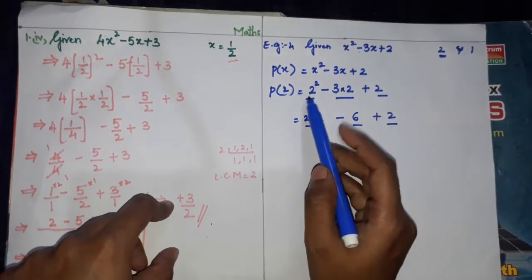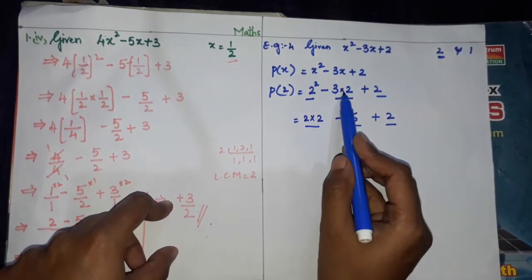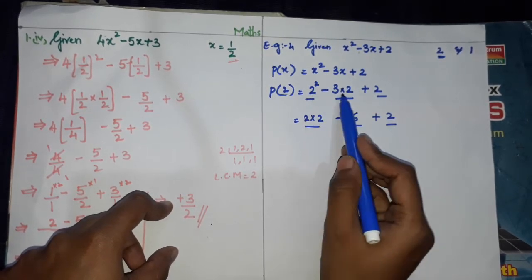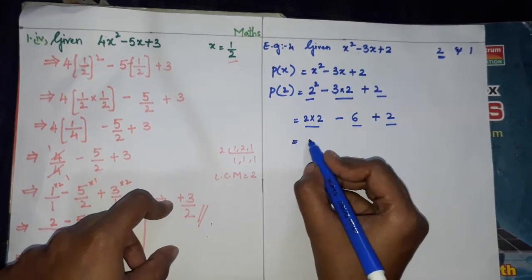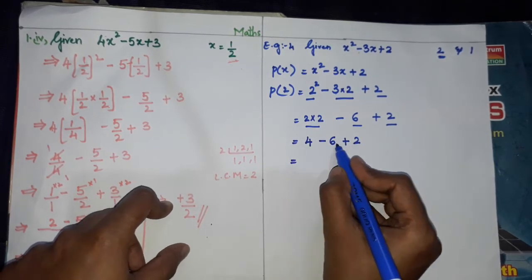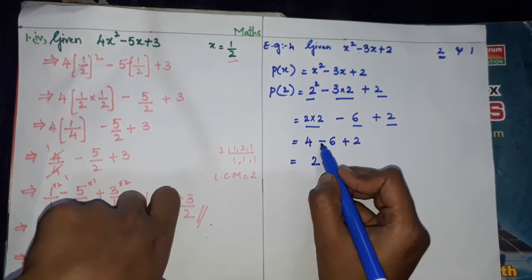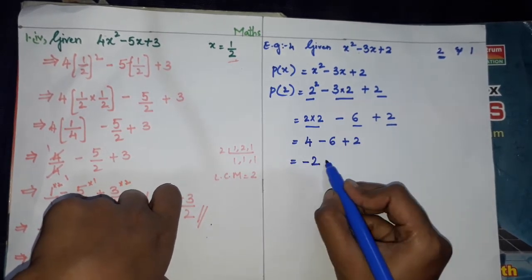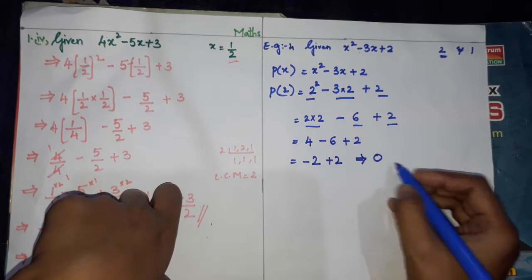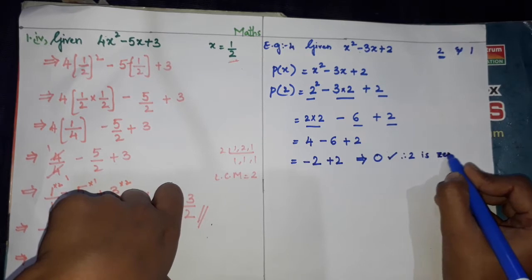See here, how many terms are there? 3 terms are there, so you should first make 3 separate terms. Now a few of you will do 2 plus 2 is 4, 3 4s are 12, then 4 minus 12. That is wrong. You have to do like this: 2 2s are 4, minus 6, plus 2. 4 minus 6, you have to subtract it. You will be remaining with 2. Which is the biggest number? 6. What is the sign for it? Minus. So minus 2. This is plus 2. Minus 2 plus 2 will give you the answer 0. So we got 0. Therefore 2 is a zero of the polynomial.